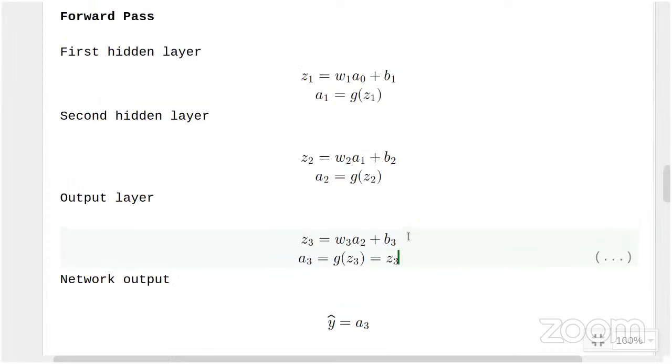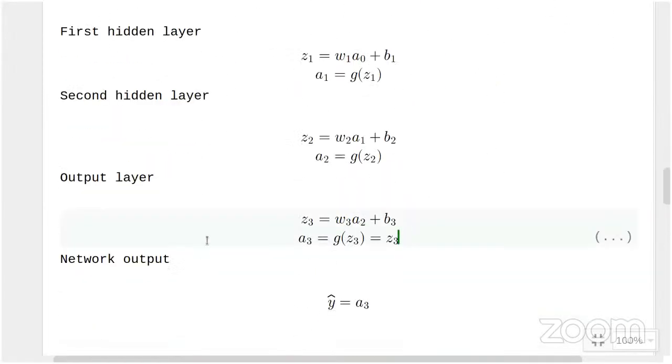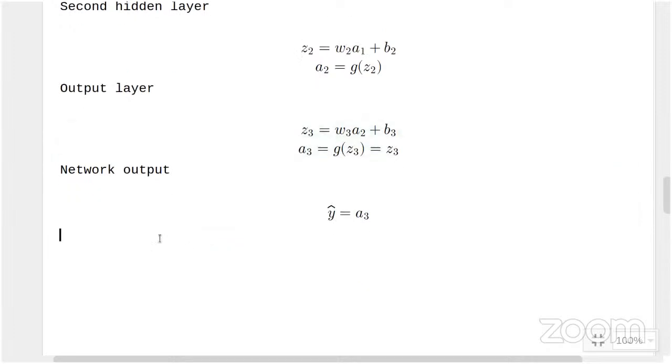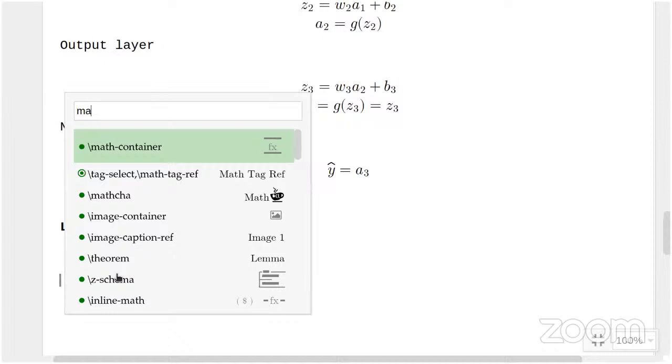So this is what we have done. This is the forward pass. So much for the forward pass. Once we have the forward pass, we need to compute the loss. So what will be the expression for the loss?